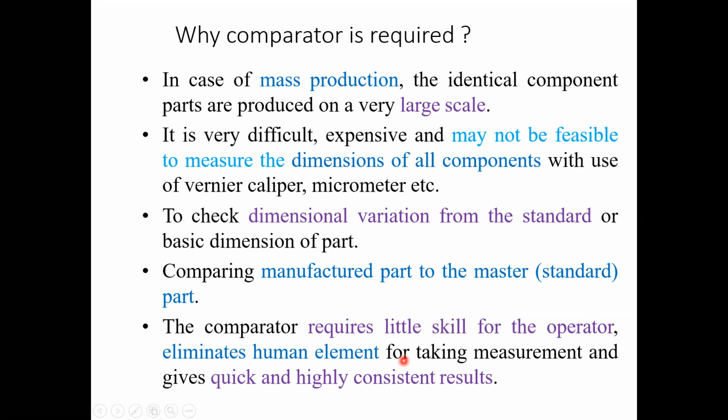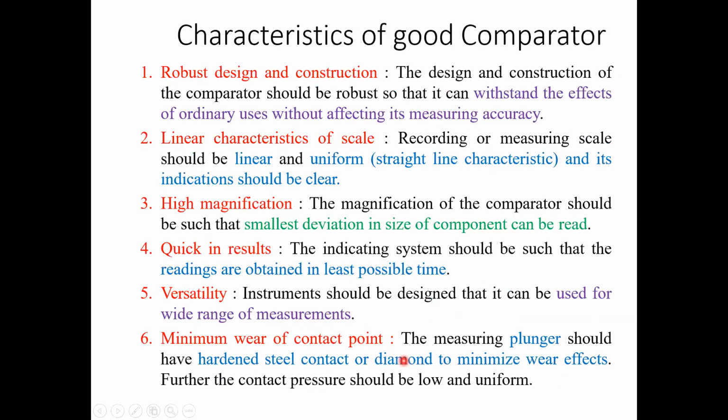Next, characteristics of a good comparator. What are the different characteristics of a good comparator? Robust design and construction. It should be robust in order to withstand the effects of ordinary use without affecting its measuring accuracy. The design and construction should both be robust.